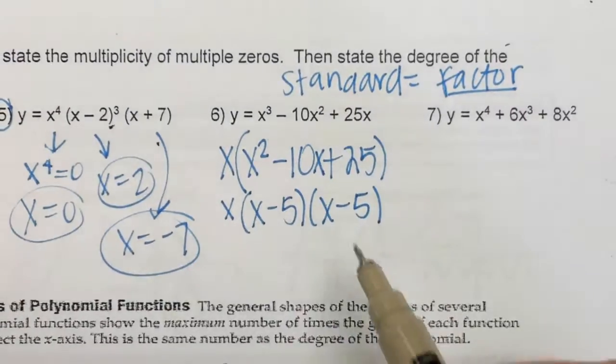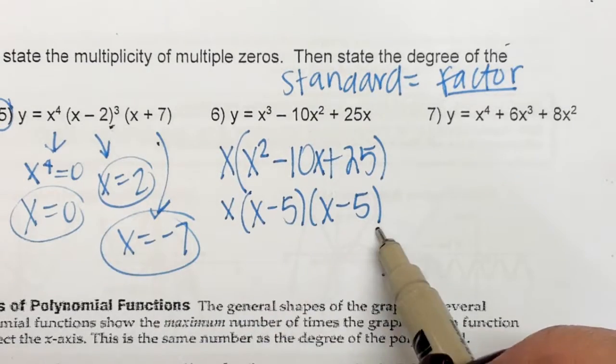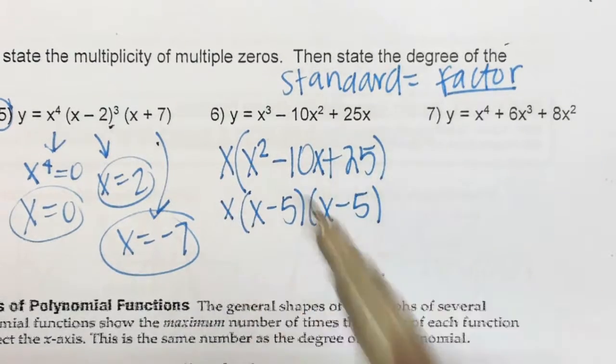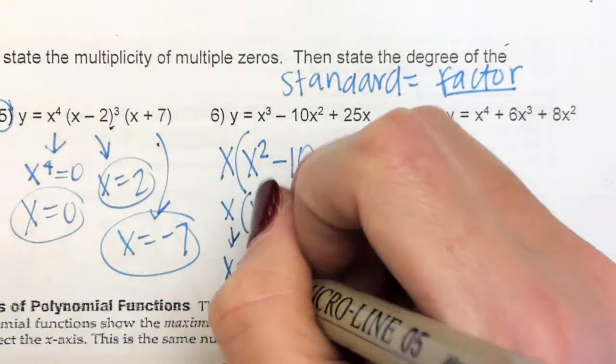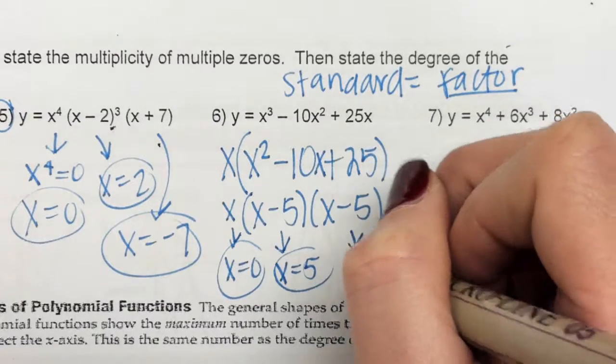Now you can see that this is in factored form, just like the ones we did here. So all that's left to do to find the zeros is set this equal to 0. So we got x equals 0. Set this equal to 0. We got x equals 5. Set this equal to 0. X equals 5.